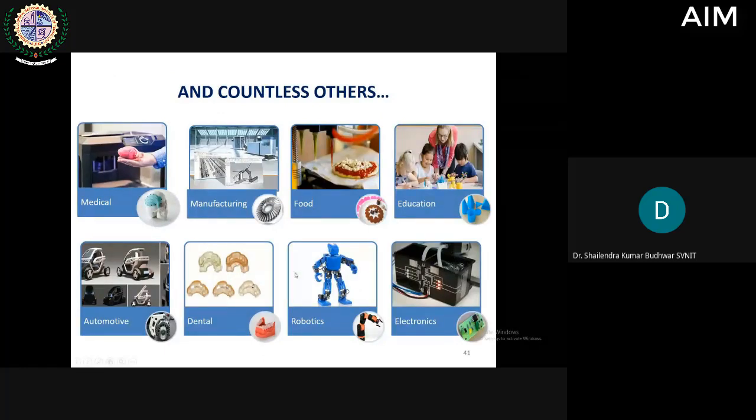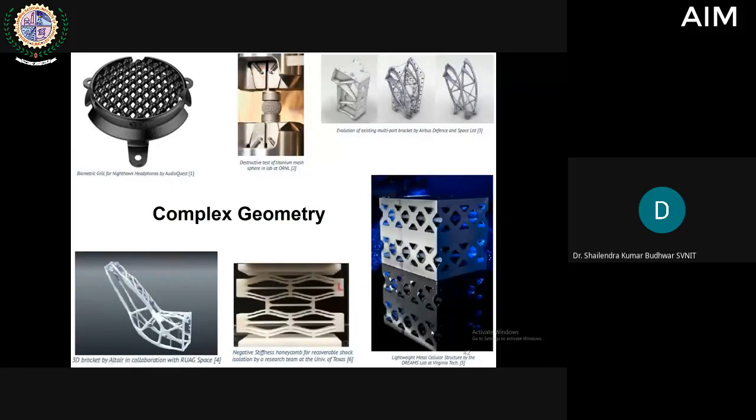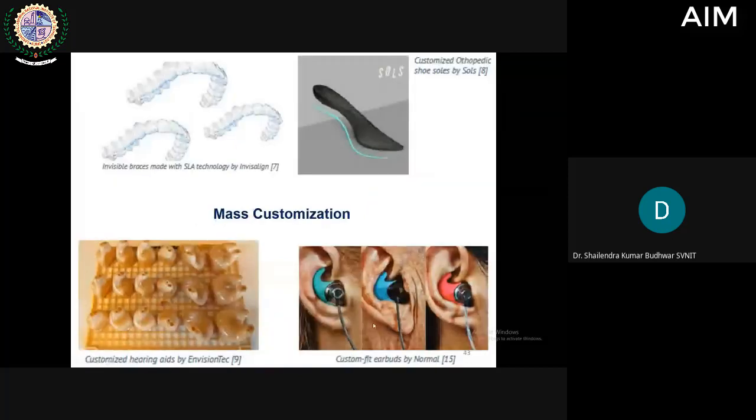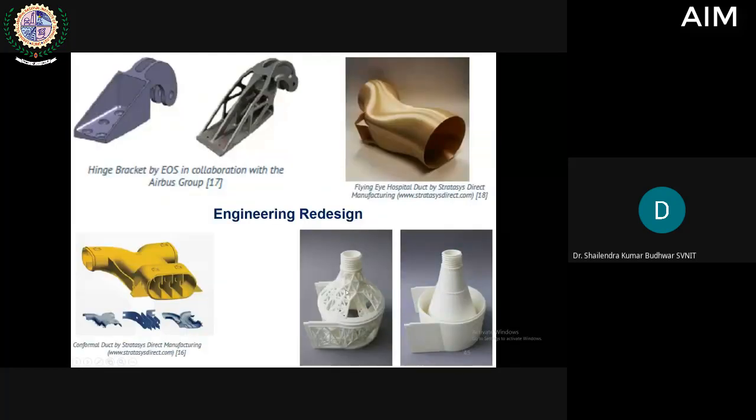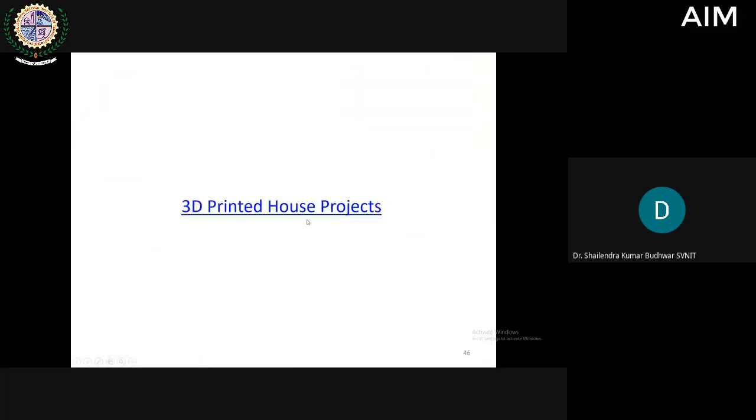and countless others. You can see all these are the applications of 3D printer, 3D printing technology. All types of complex parts can be easily printed. Mass customized parts can be easily printed. You can see integrated assembly, even drone can be fabricated by using a 3D printer. So all types of integrated assembled product can be fabricated. Redesigned product can be fabricated by using the reverse engineering approach. So here I will show you one 3D printed house project.